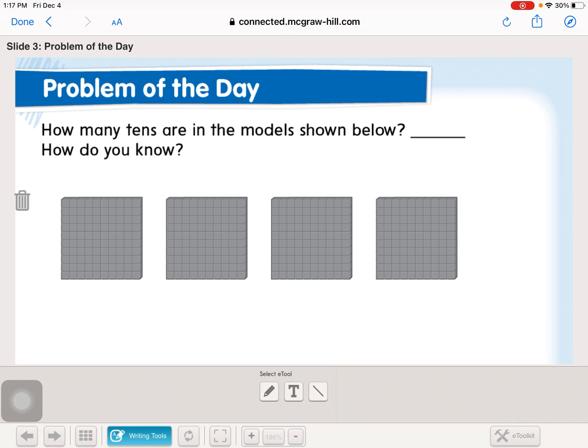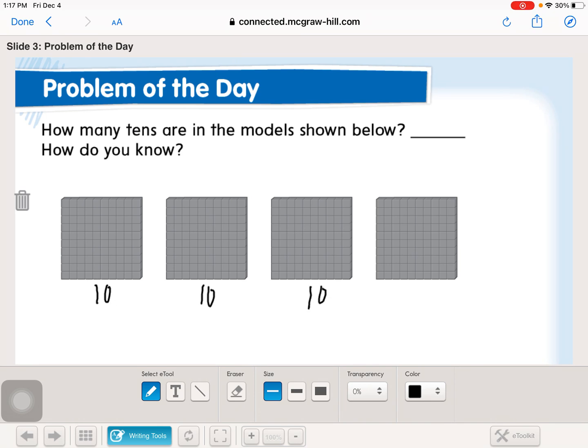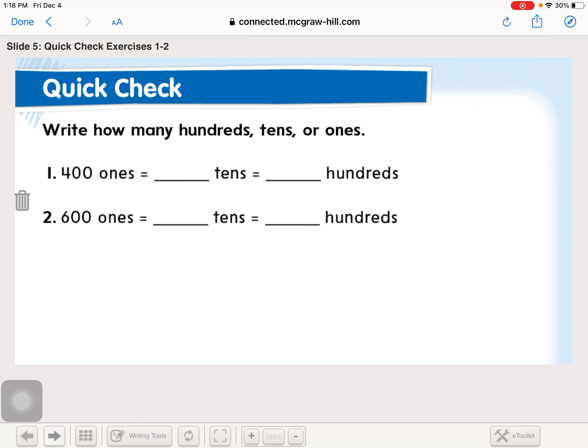How do you know? So we know these are 100 flats, and a 100 flat is going to have 10 tens. So each one of these is going to have 10 tens, which means it's going to be 10 plus 10 plus 10 plus 10, or we can skip count by tens: 10, 20, 30, 40. And we know because 100 is made up of 10 tens, so 400 is going to be made up of 40 tens. Okay, so write how many tens or ones for 400.